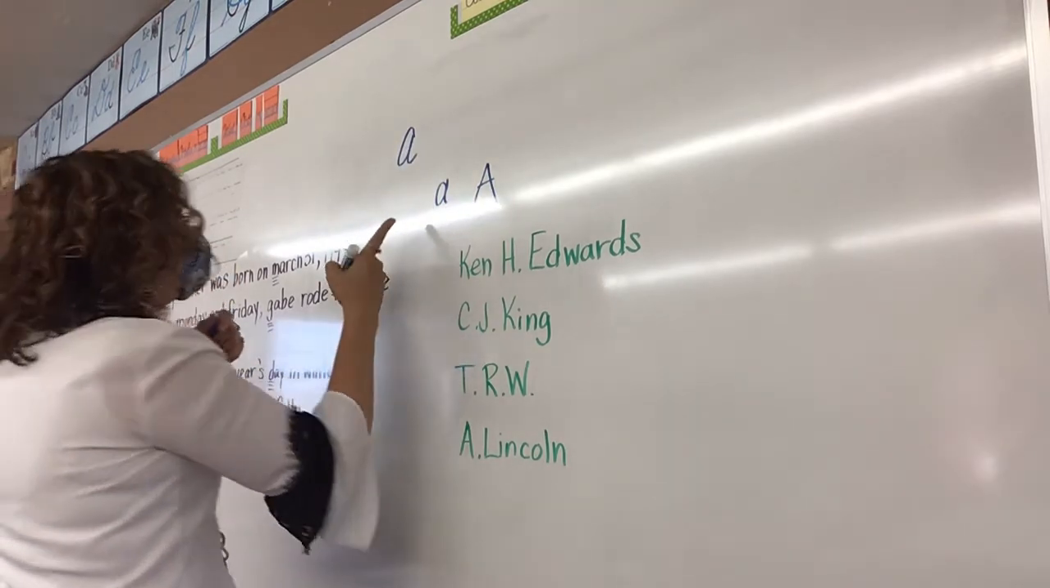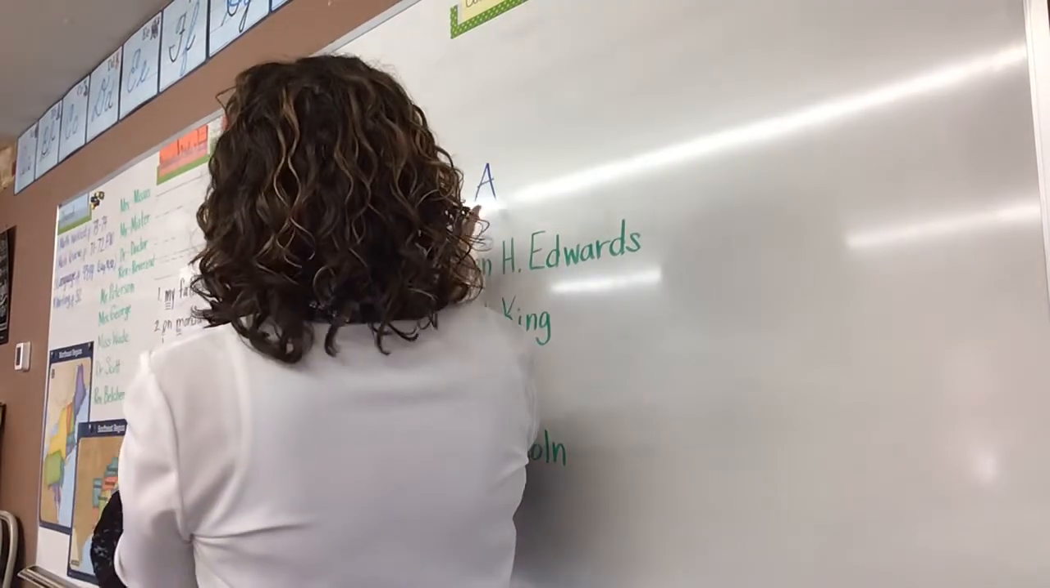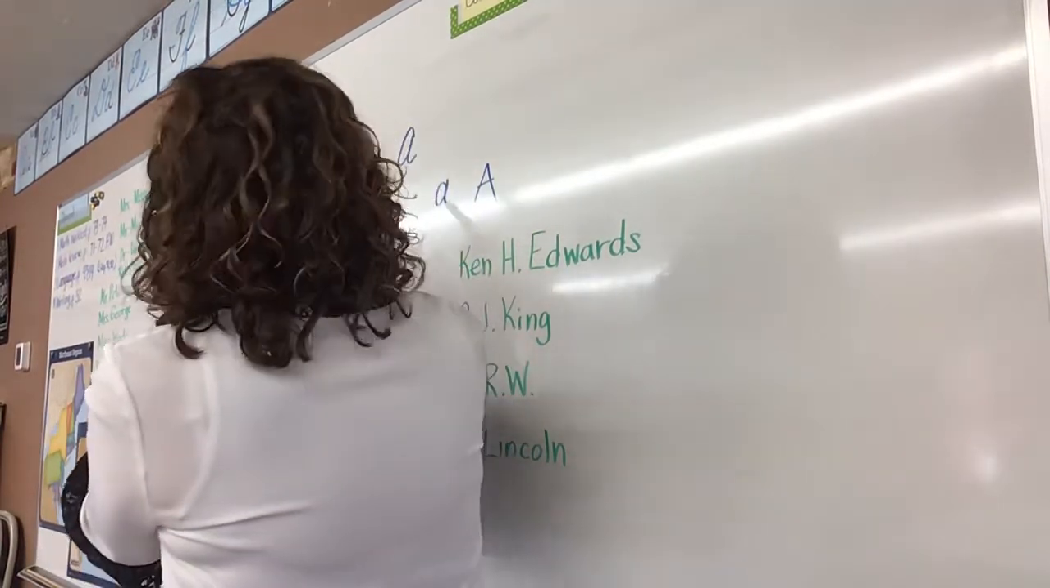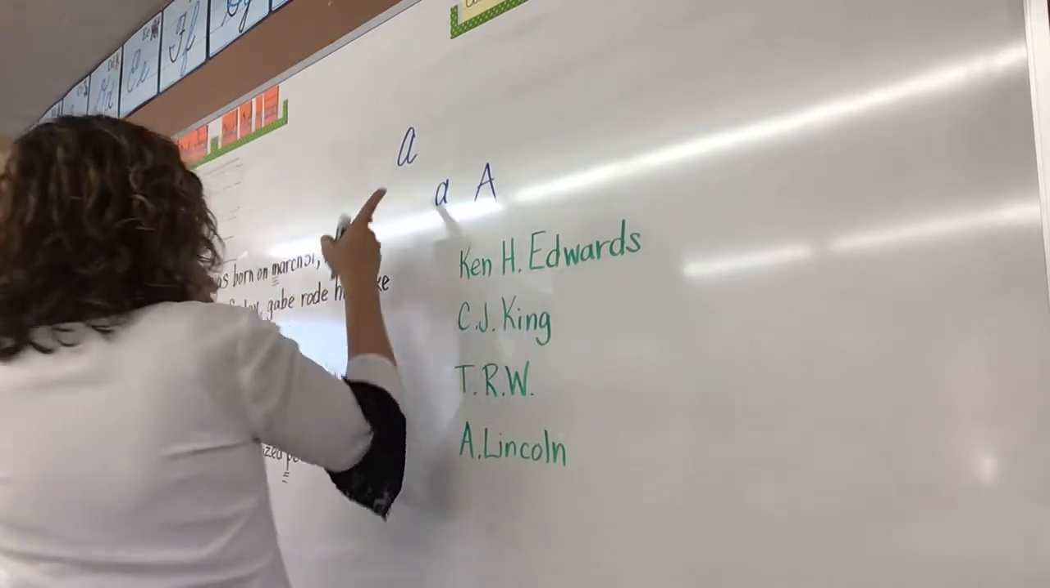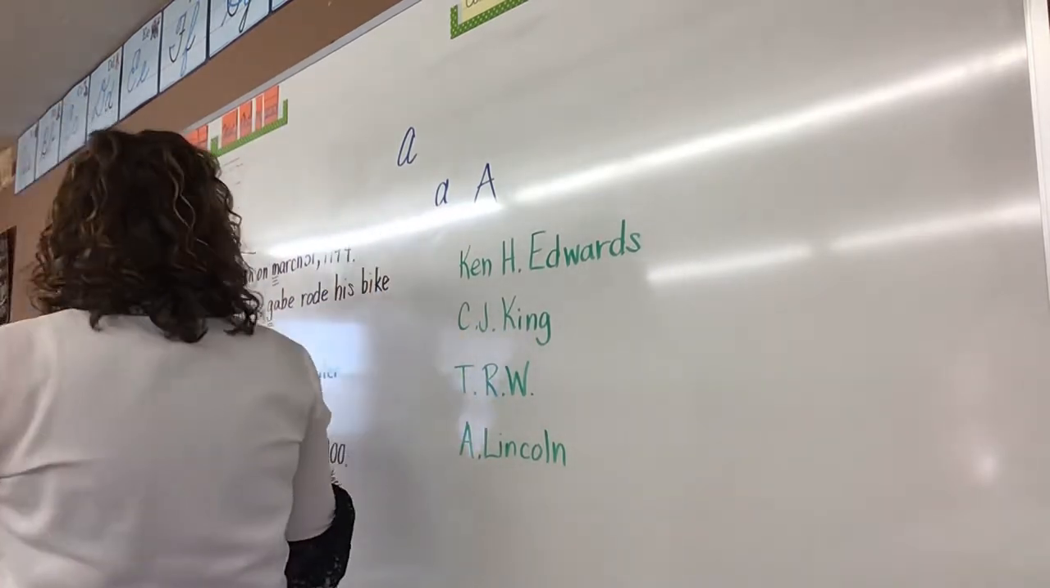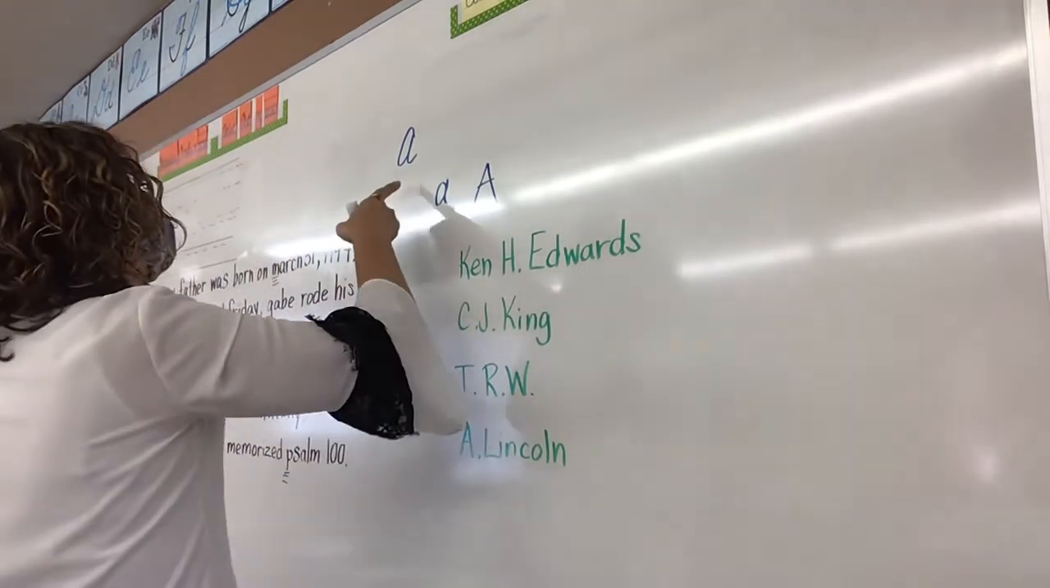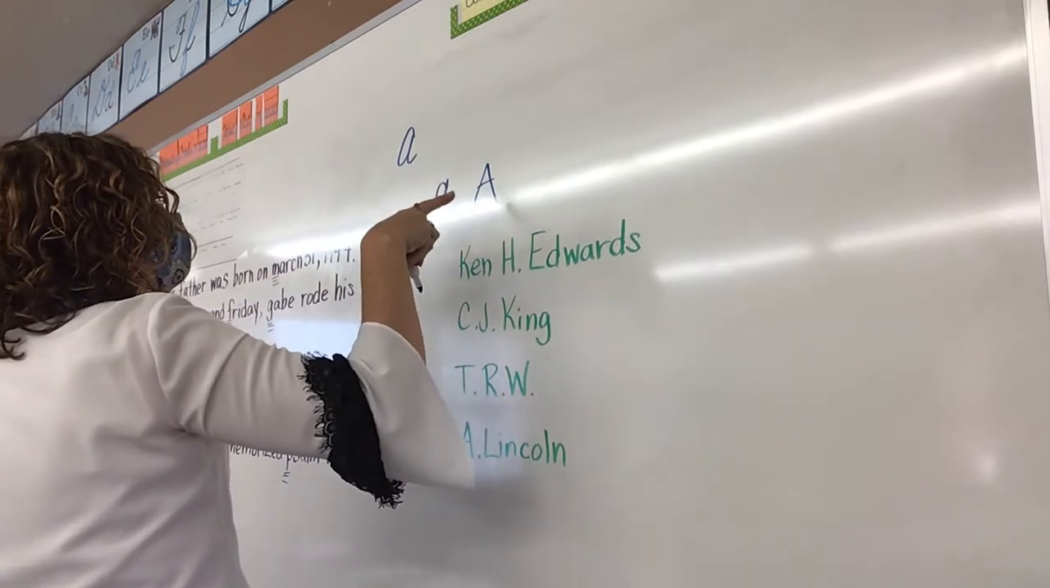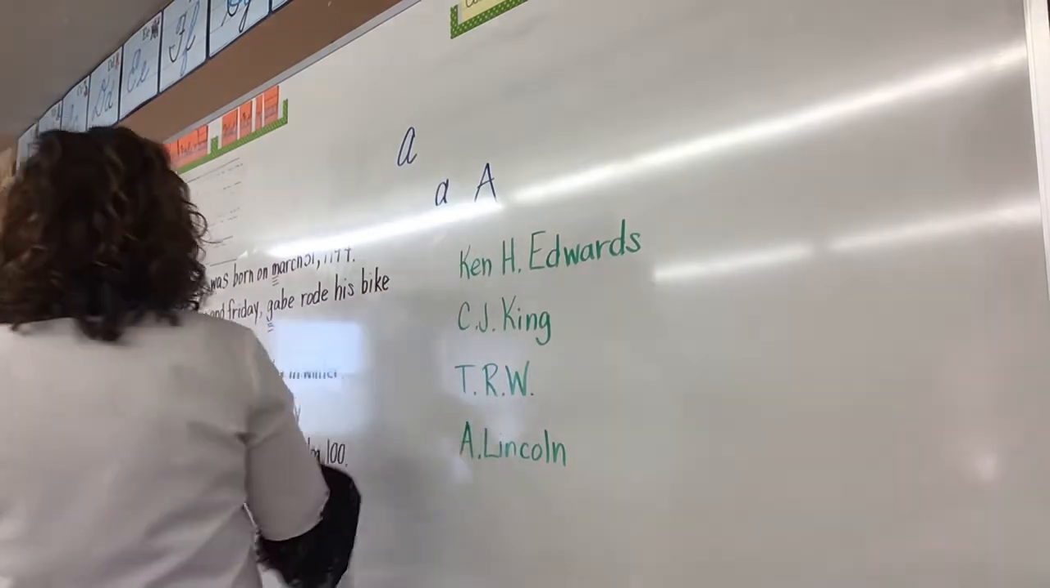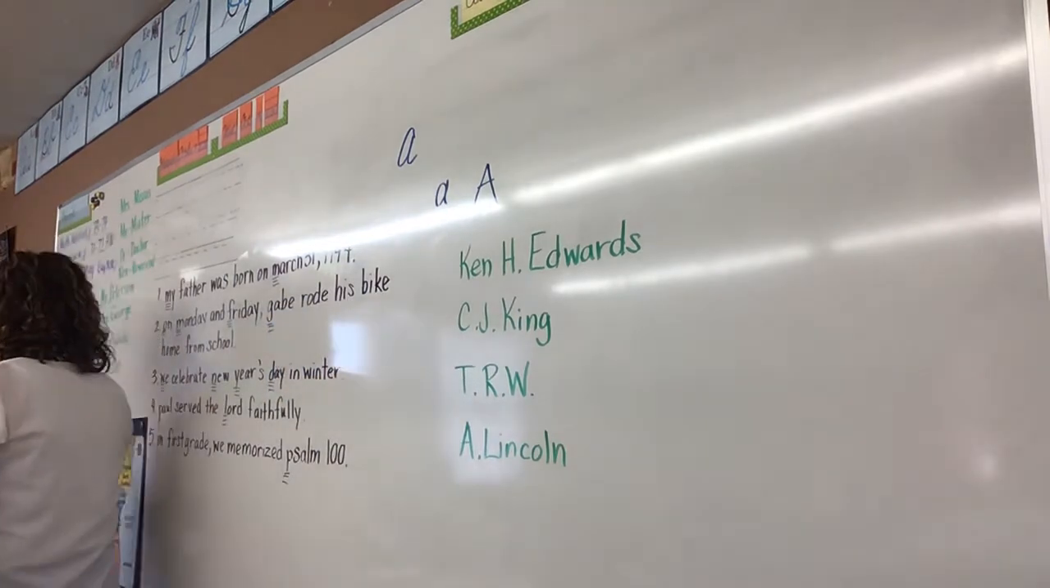I can't see. This is a capital A if you're printing. And if you do this and you're not doing cursive, I don't want to see that. That is not a printed A. This is a printed A. So unless you're writing in cursive, I don't want to see that.